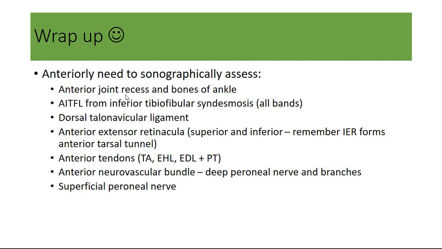We should assess the joint recess, the anterior tendons, the AITFL, the interosseous membrane, and the dorsal talonavicular ligament. When we're looking at this dorsal talonavicular ligament, we can start to think of the deep peroneal nerve that will sit across that, and at that point is the area of entrapment that we may encounter with anterior tarsal tunnel syndrome. There's the anterior extensor retinaculum, so there's the superior and inferior. There's our anterior tendons, and then the anterior neurovascular bundle, and we also talked about our superficial peroneal nerve.